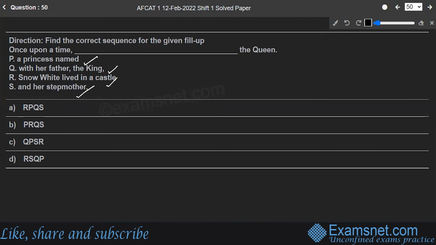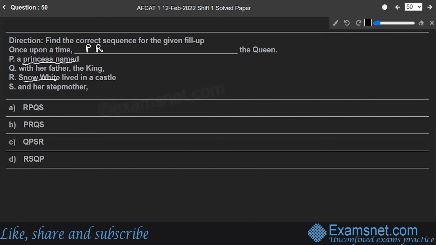So, out of these, if you are to see which sequence is correctly filled up in the blank, once upon a time. Let's see one by one. Once upon a time, a princess named. This should be the first one. A princess named. So when we are talking about a name, obviously let's talk about her name then. Snow White. Right? A princess named Snow White lived in a castle. So here will be option R. Well, now the next one will be either Q or S.